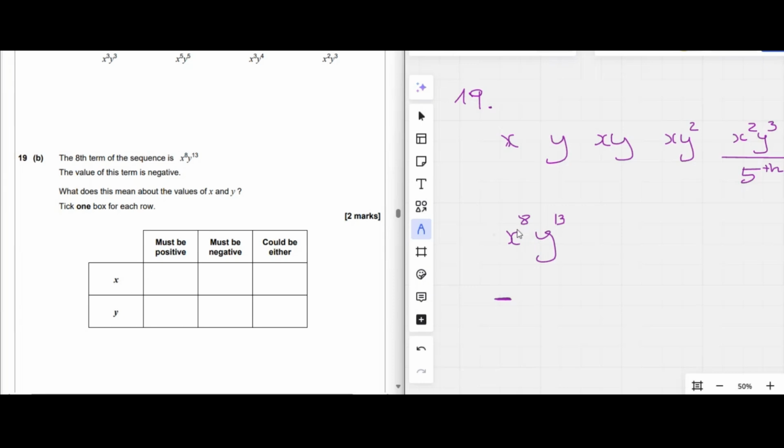How about x? x is to the power 8, which is an even number. And 13 is odd. So if we have an even power, what would that do to the signs? A positive number squared will still be positive. A negative number squared will be positive. So x could be either sign.